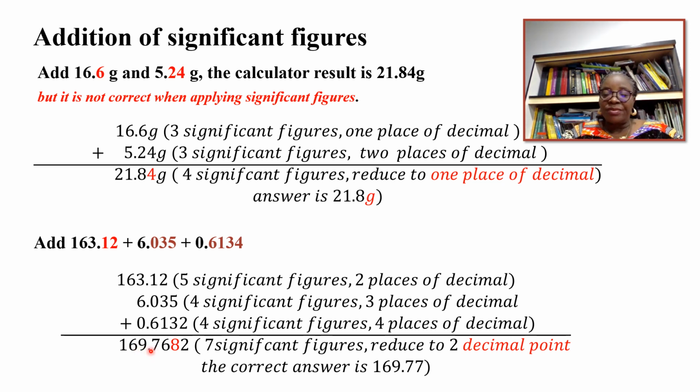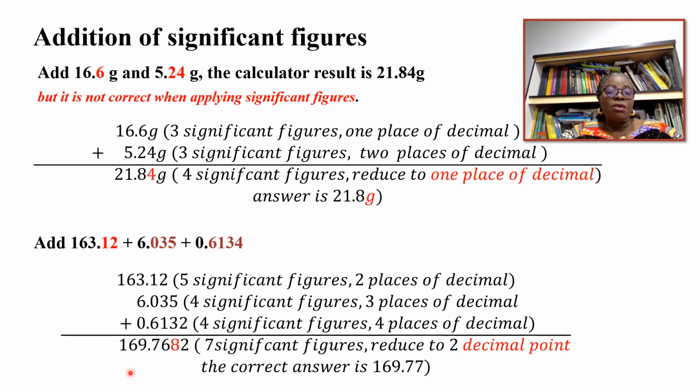Then you will ask yourself, which one is the value with the limiting figure? It is 163.12, as it has only 2 places of decimal. So you will know that your answer should appear to 2 places of decimal. When you add these values together, you will have 169.7682. Your answer cannot appear like this.